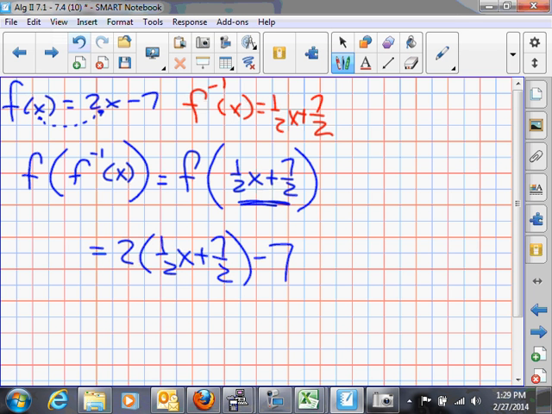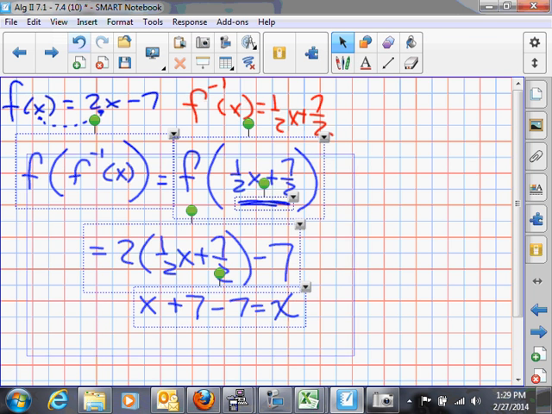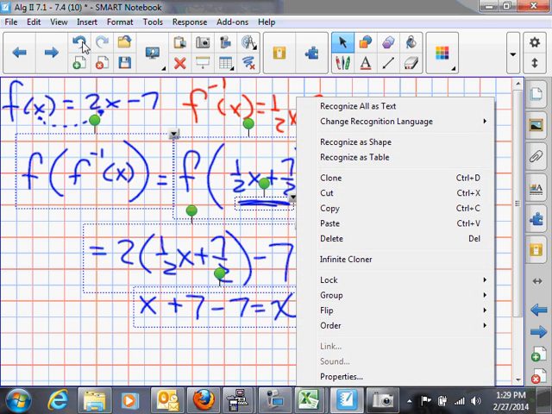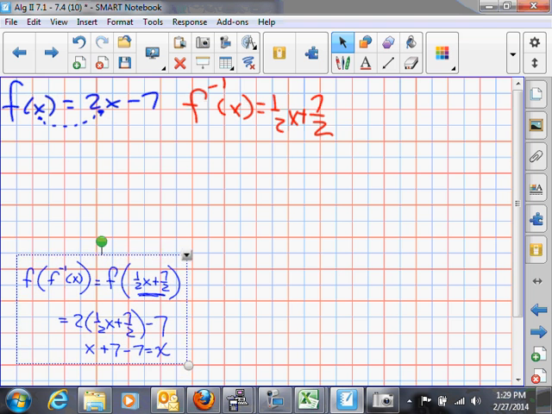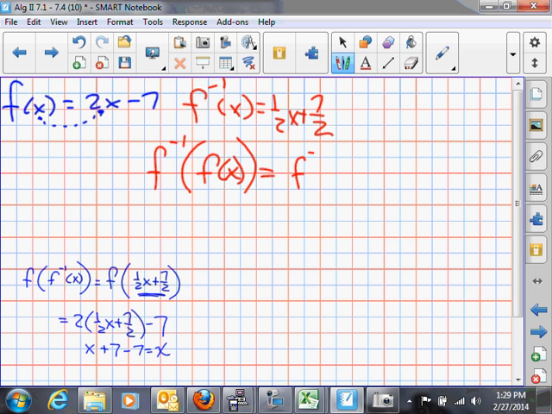2 times 1/2 x is x. 2 times 7/2 is 7. Minus 7, we get x. Okay, halfway there. Once again, just in case we need this a little bit later, let's group this and make it smaller, but it'll be there if we need it. Now, we're going to do f inverse of f of x. Well, f inverse of f of x is f inverse of 2x minus 7.